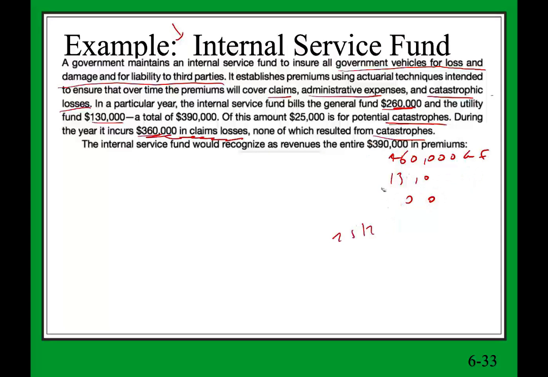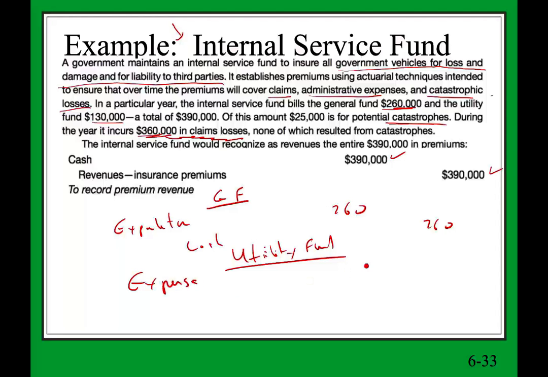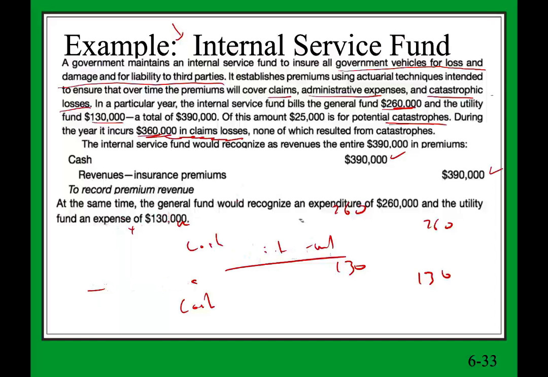Because this is an internal service fund, we're going to debit cash $390,000 and credit revenue $390,000. So they would recognize the entire cash as revenue. Now, the general fund will debit an expenditure of $260,000 and credit cash $260,000. The utility fund will debit an expense, not an expenditure, of $130,000 and credit cash $130,000. This is what the other funds will do. One will debit an expenditure and the other will debit an expense. The general fund recognizes an expenditure and the utility fund recognizes an expense.